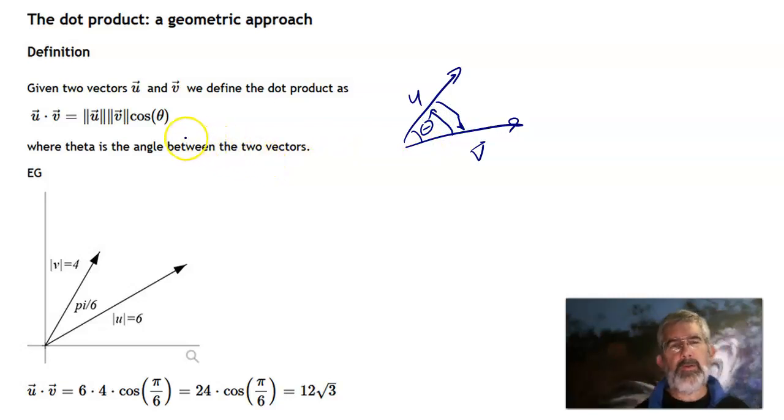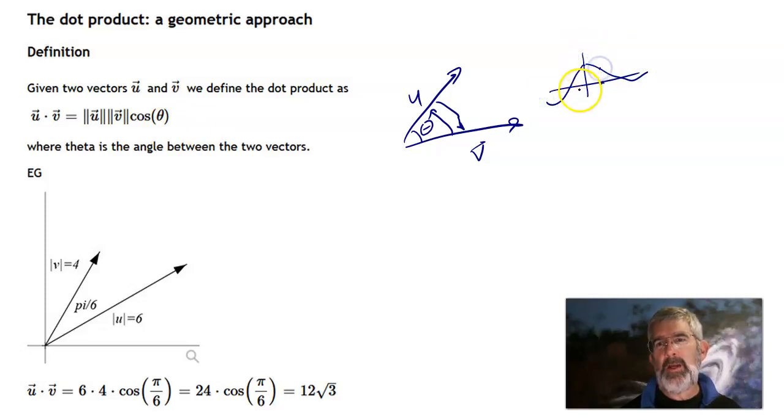But from the point of view of the dot product here, it's not going to matter because I'm going to take the cosine of that angle. If you think about the graph of the cosine curve, right, it's symmetric about the y-axis. So whether I take the angle here and take the cosine or take the negative angle and then take the cosine, I'm going to get the same result. So I don't care which direction you do that.